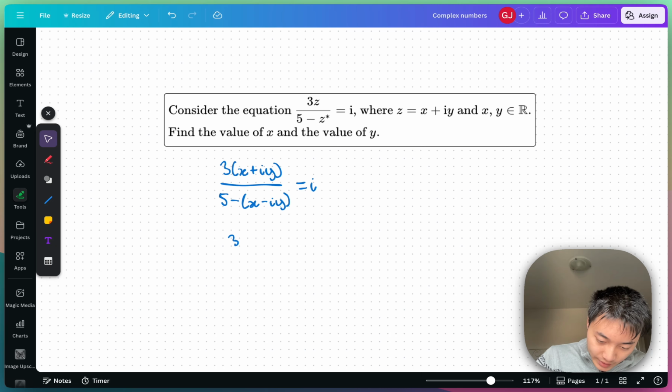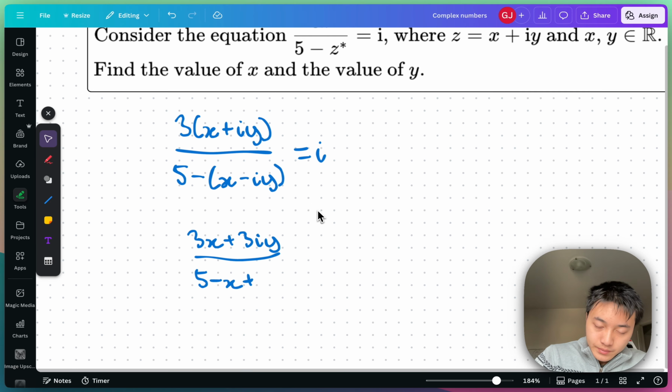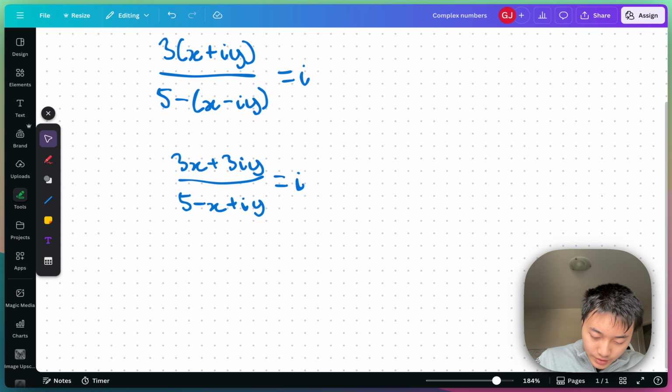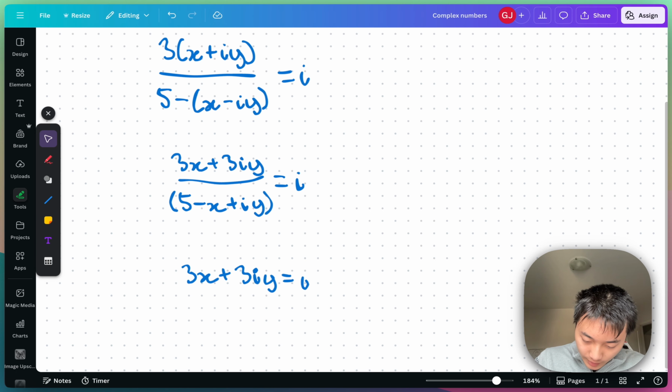Okay, so 3x plus 3iy over 5 minus x plus iy. Okay, this i is looking weird. iy equals i. And now I want to remove this fraction, so I multiply each side. So it's 3x plus 3iy equals i times 5 minus x plus iy.